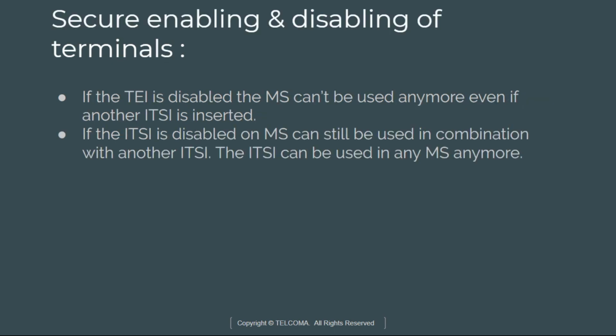Secure enabling and disabling of terminals. TETRA supports different options for direct secure disabling and enabling of terminals. The mobile equipment is based on the TEI, which is the terminal equipment identity. If it is disabled, the MS can't be used anymore. If the ITSI is disabled on an MS, it can still be used in combination with another one. So these are some of the credentials.